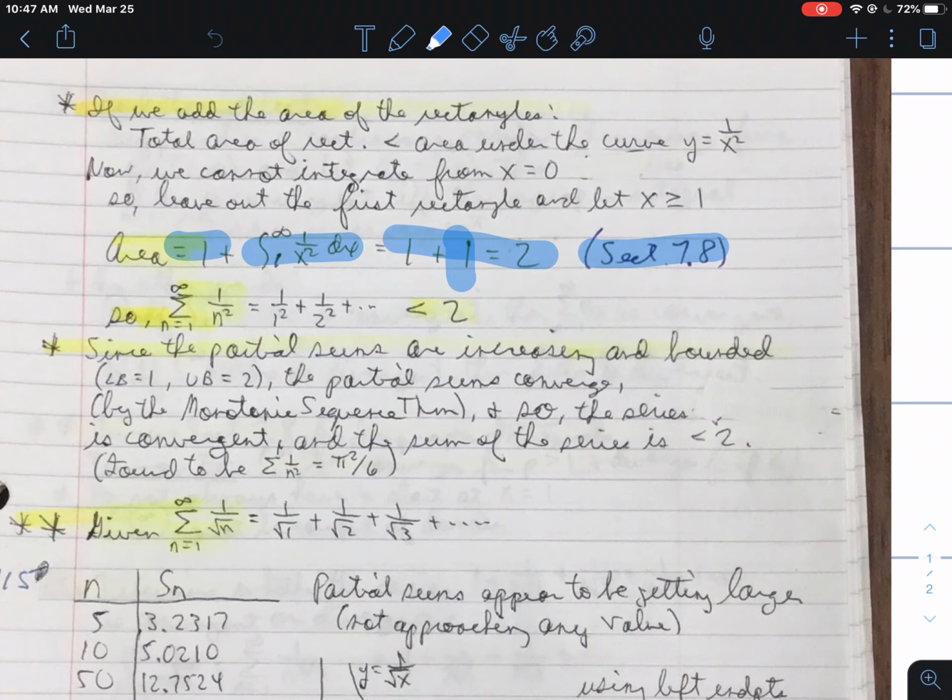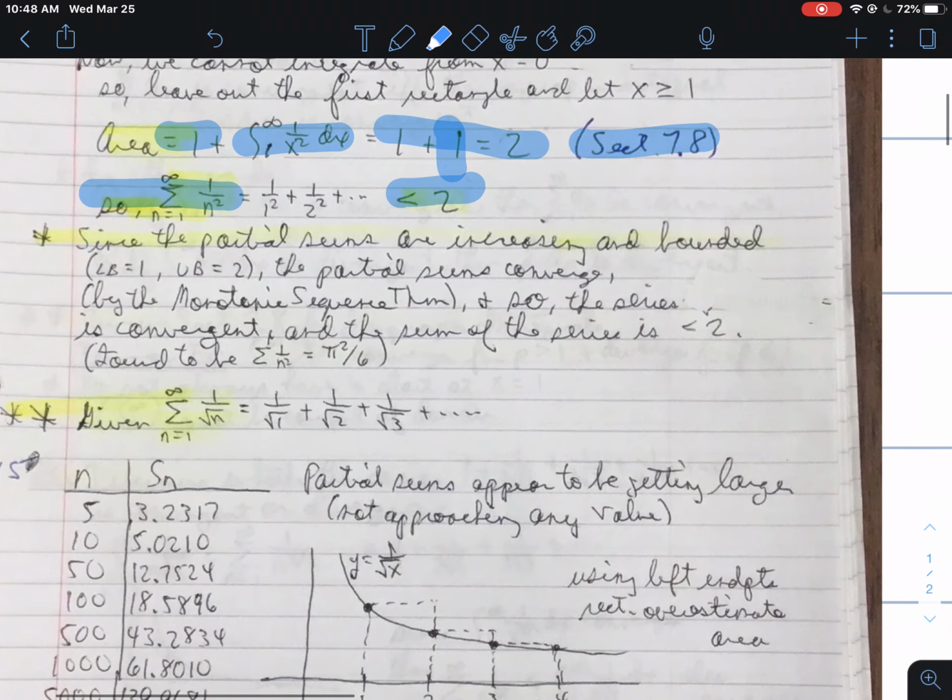So I'm making the observation then that our sum as n goes from 1 to infinity of 1 over n squared has to be less than 2, because that's the area under that curve of 1 plus that extra rectangle. Okay. So our partial sums are increasing, and they're bounded. We talked about that monotonic sequence there. I've got these partial sums that were getting larger, and we showed they were approaching 1.65, but they were getting larger. They were bounded above.